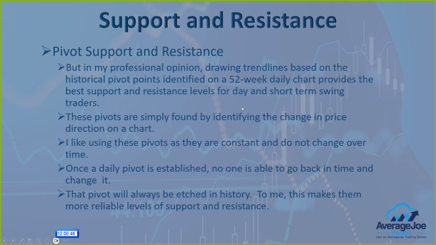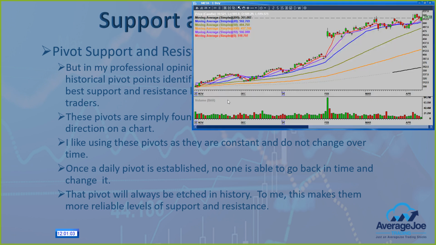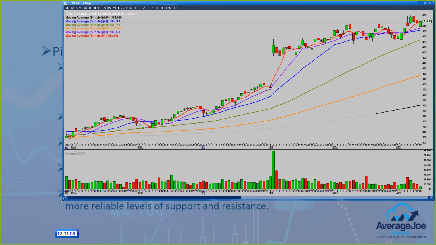To me, those aren't as accurate as drawing the trend lines based on historical pivot points, as identified on a 52-week daily chart. Alright, so let's bring up the daily chart. So, looking at Meta here. Okay, the daily pivot points are where the stock changed direction. Wherever the stock changed direction, these are going to be my pivot points.